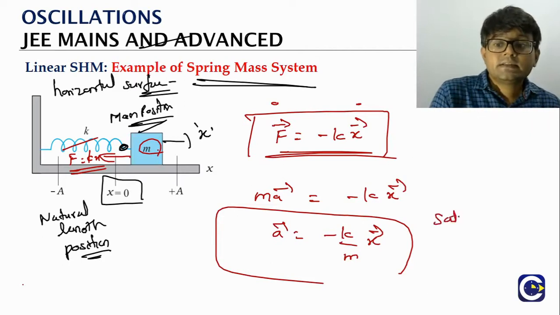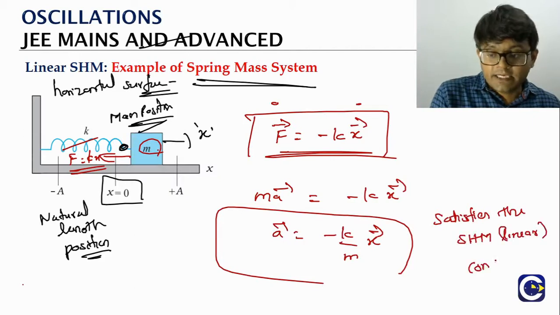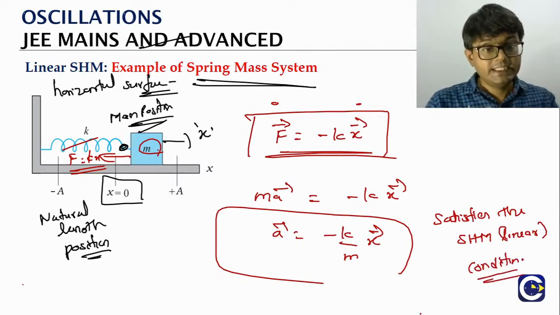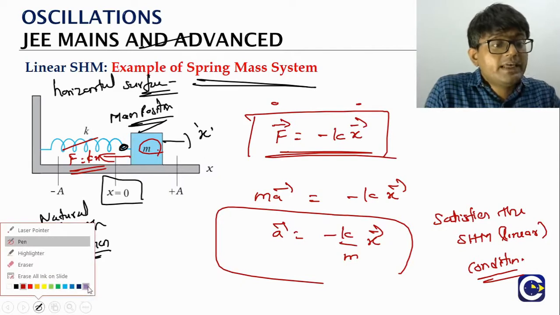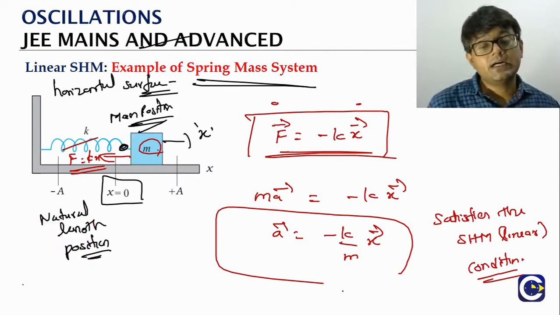This satisfies the linear SHM condition. We are able to see that, okay, it is able to satisfy the linear SHM. It's not over yet. The next thing is what we said. So we'll check, after that, we will see what is the period of these oscillations.